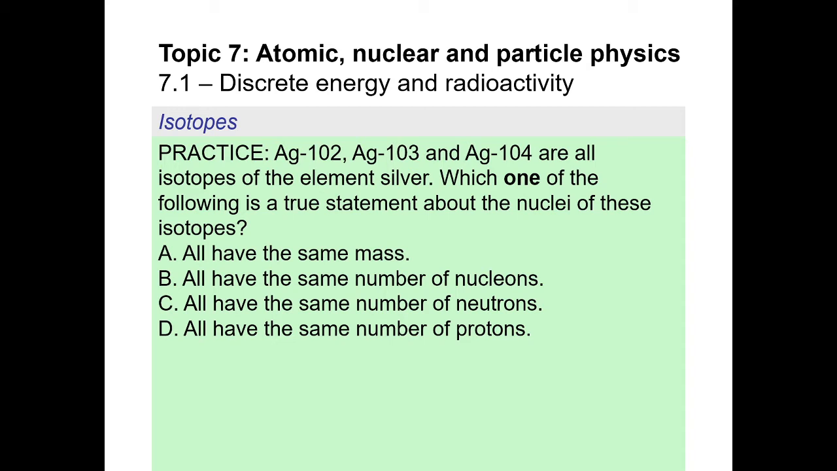So let's look at A first. All have the same mass. Well, we're looking at the nucleus, right? So what do we know about the nucleus of these isotopes? Well, I know that this number here, 102, 103, and 104.